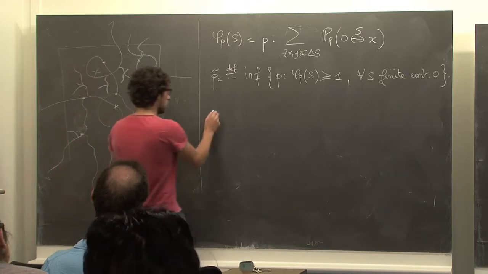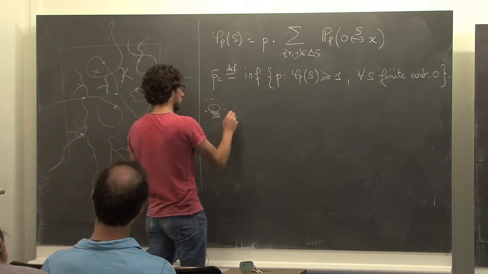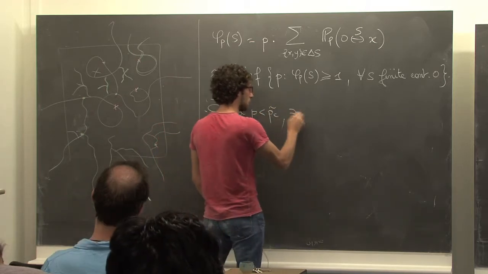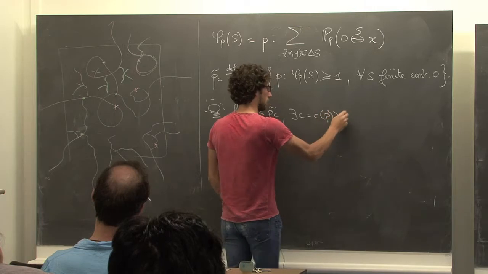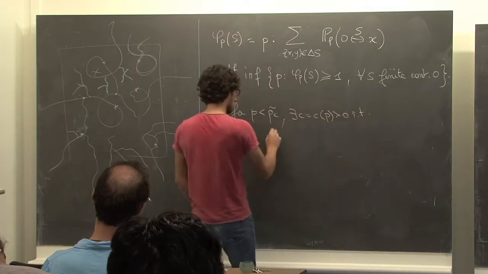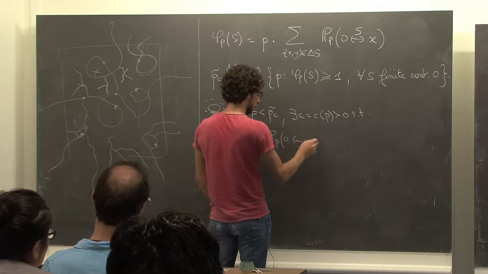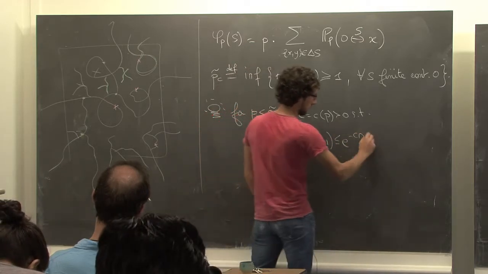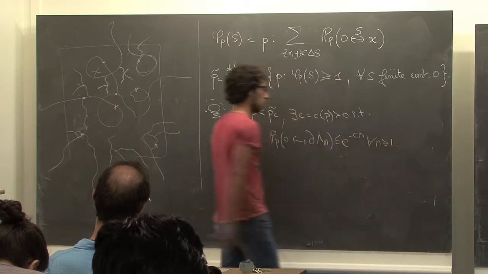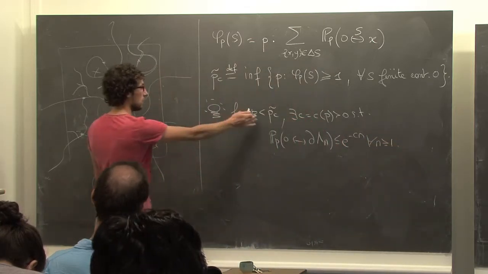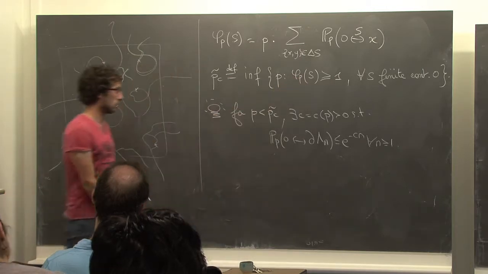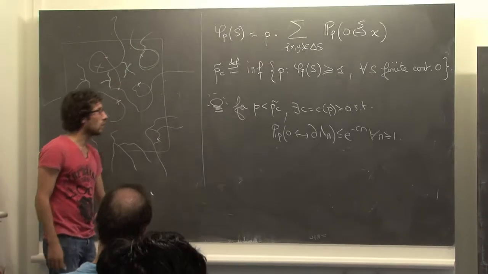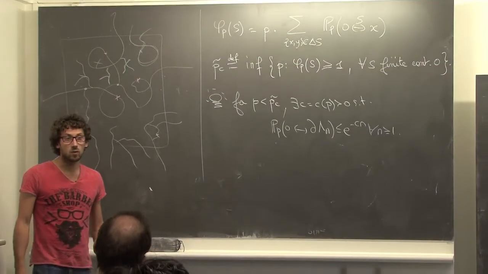And notice that for p strictly smaller than p_c tilde, there exists a constant c such that I have exponential decay. Right? Because for any smaller p, I will find an S for which phi_p of S is strictly smaller than 1. So my goal now is to prove that p_c is equal to p_c tilde.